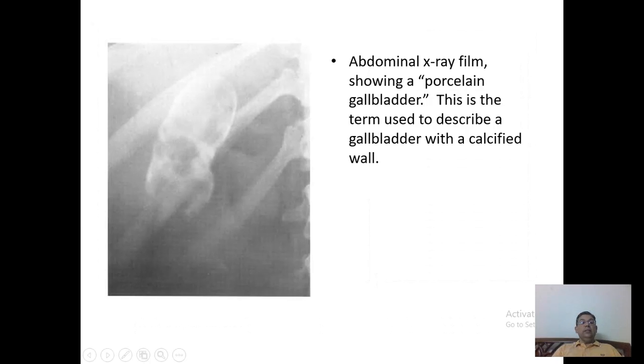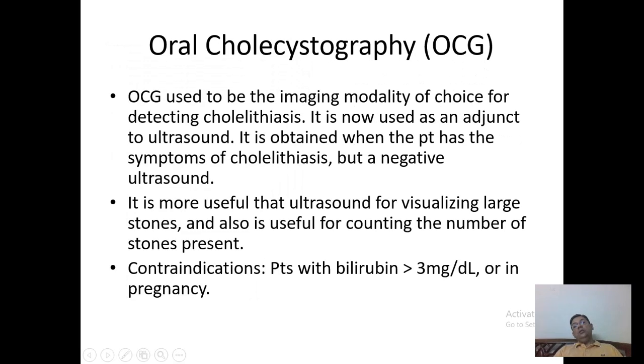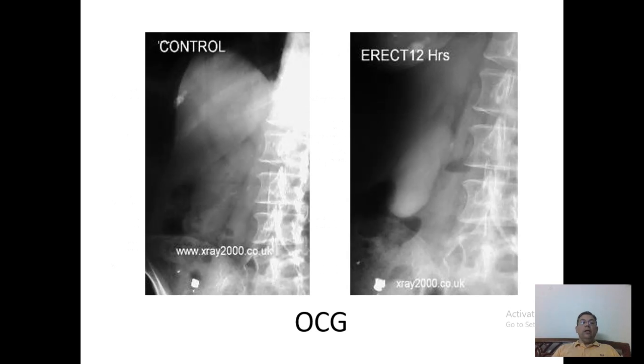And sometimes on plain X-ray you can also see a porcelain gallbladder, which is actually a gallbladder which has a calcified wall, and it is considered to be a pre-malignant condition. The oral cholecystography is not done anymore, it is not required, and it consisted of giving your patient orally a contrast material which would be accumulated and then excreted in the biliary channels, and if there were any stones in the gallbladder it would appear as filling defects. You would take a control X-ray one day before, and then you would give the oral contrast, which is known as biloptin or telepaque tablets.